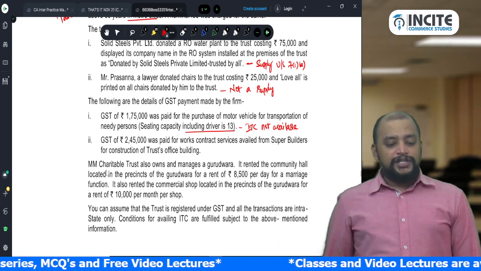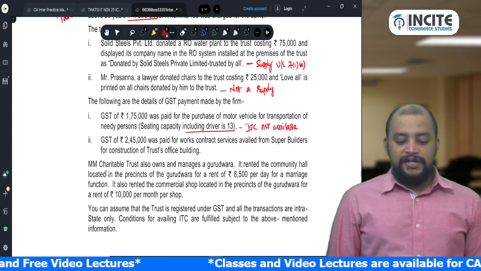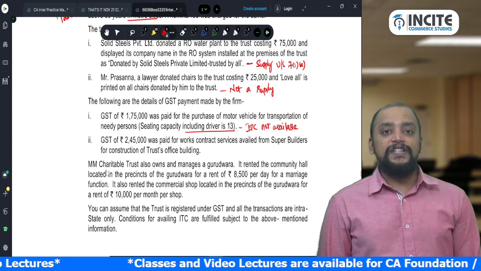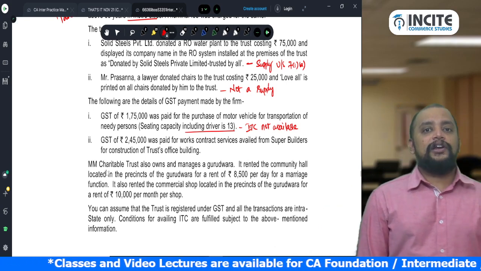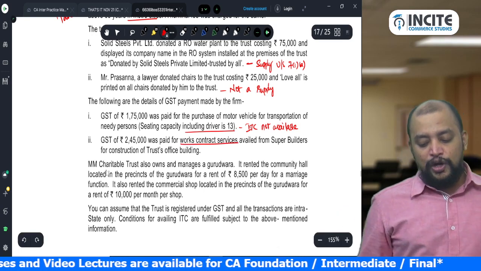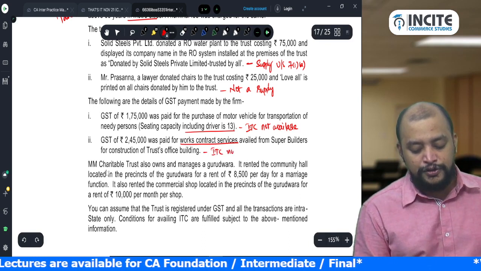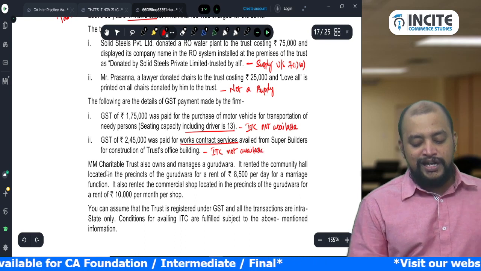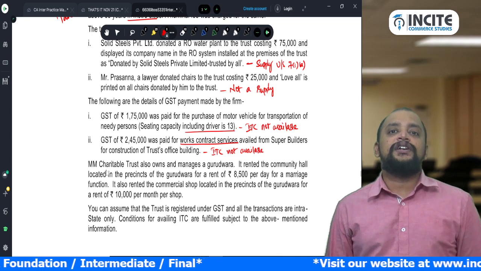Okay, GST of rupees 2,45,000 was paid for works contract service availed from Super Builders for construction of trust office building. See, works contract service is a blocked credit, ITC not available, and it is not coming under the exception also. Because what are the exceptions with respect to works contract service or any service used for construction of an immovable property, or any goods purchased for construction of an immovable property?